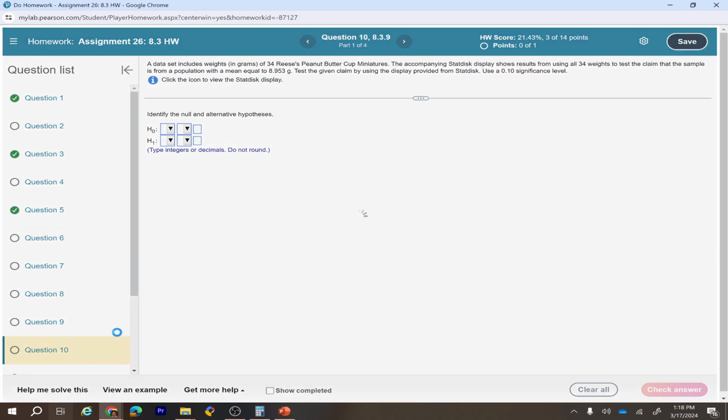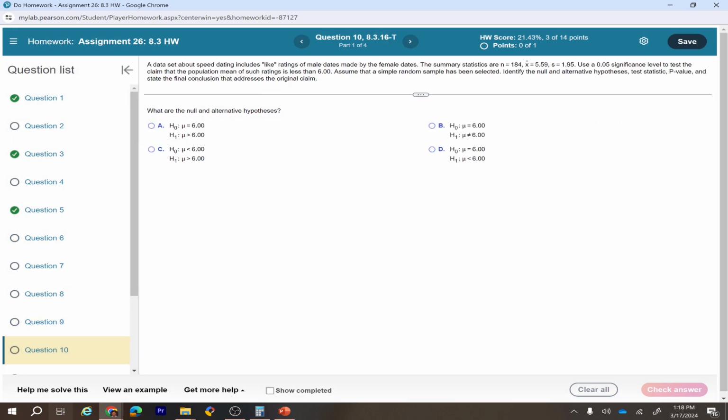Let me do the next question. A data set about speed dating includes ratings of male dates made by the female dates. The summary statistics are: the sample size is 184, the sample mean is 5.59, and the sample standard deviation is 1.95. Use a 0.05 significance level to test the claim that the population mean of such ratings is less than 6. Assume that a simple random sample has been selected.